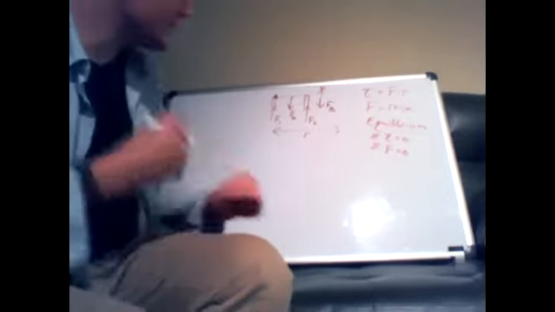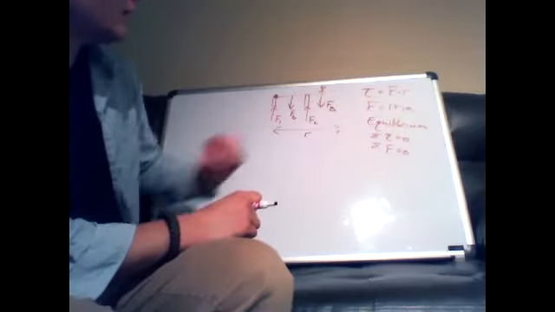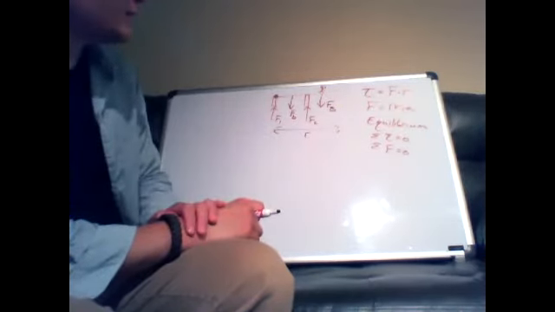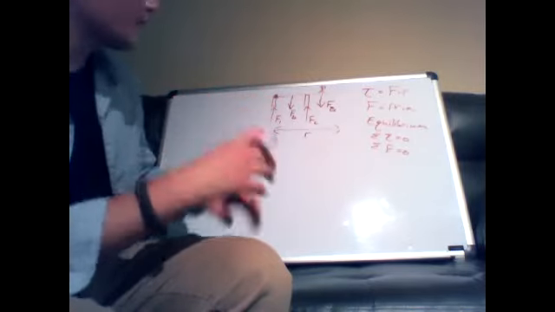So let's get started. The first thing I want to do is add up all my torques and set that equal to 0, then add up all my forces and set that equal to 0, and then see how I can look at those two equations and solve for the radius.